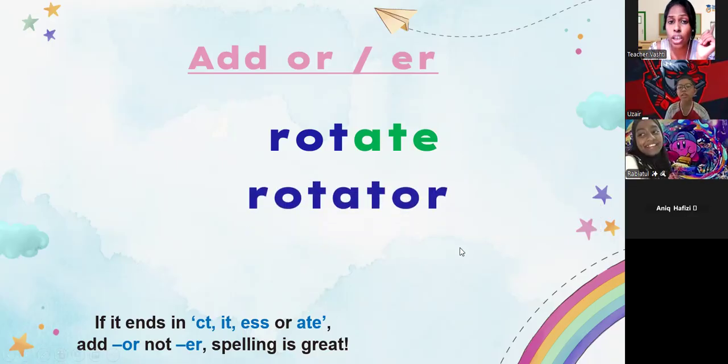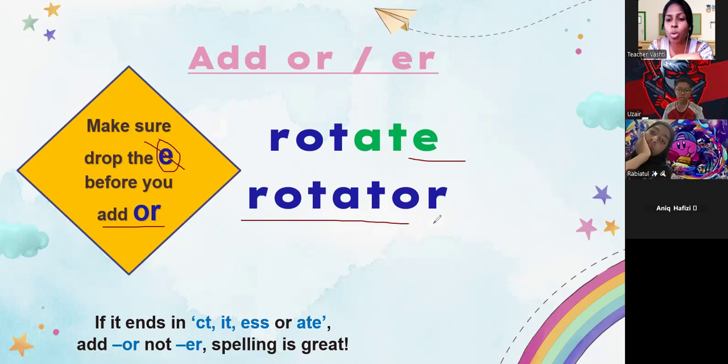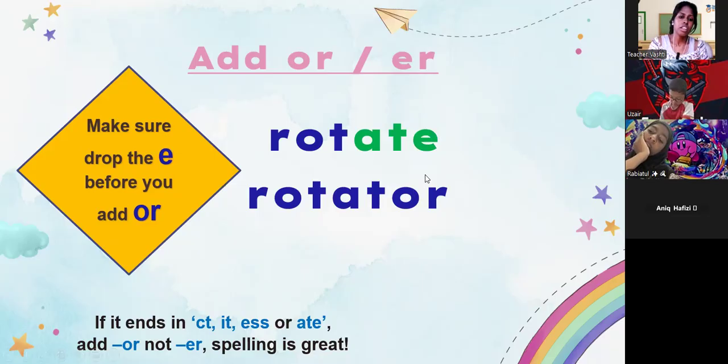Remember, rotator. If the word ends with E, kalau perkataan tu habis dengan E, rotate, habis dengan E, kita kena drop the E and add OR. So it will become rotator. Any word that ends with E, you have to potong E tu and add OR. Jadi rotator. Something that you must remember. Okay? Alright. We are done with CT, IT, AT.